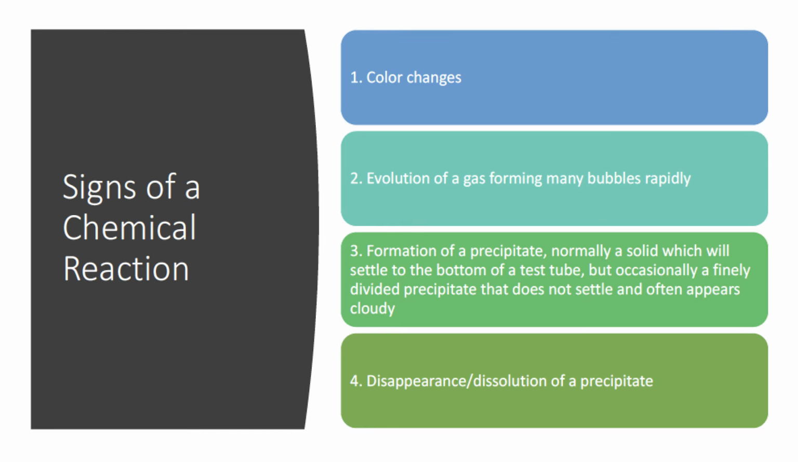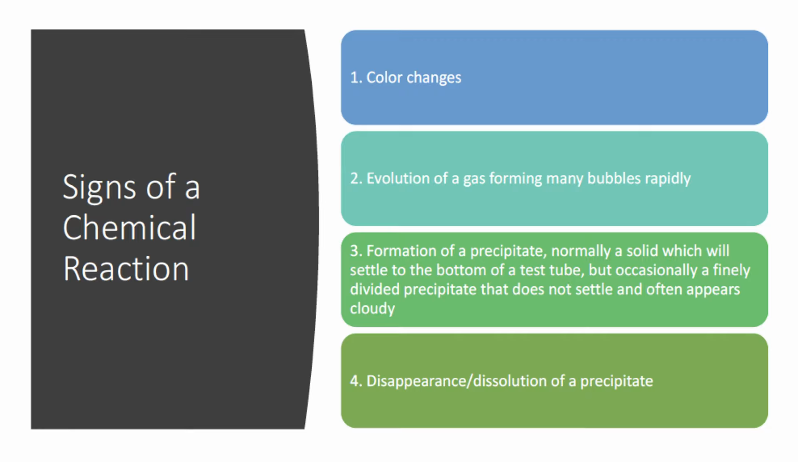So as a reminder, several things are signs of chemical reactions. Color changes, the formation of a gas, the formation of a precipitate. Usually a precipitate is a solid and it settles to the bottom of the test tube, but sometimes it'll just look like a cloudy solution. And you'll see that in the video of the experiment today. And then finally, the disappearance or dissolution of a precipitate can also be a sign of a chemical reaction.